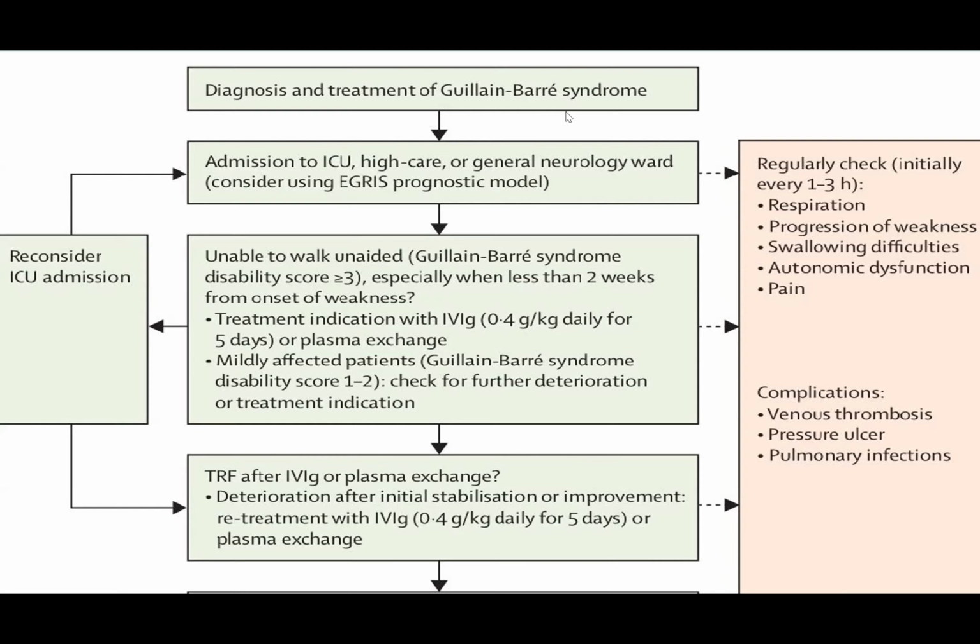Treatment indication with IV immunoglobulins 1 to 4 gram per kg daily for 5 days or plasma exchange. Mildly affected patients with GBS: check for further deterioration or treatment indication. Parallelly, check regularly for initial every 1 to 3 years for respiration, progressive weakness, swallowing difficulties, autonomic dysfunction, and pain.